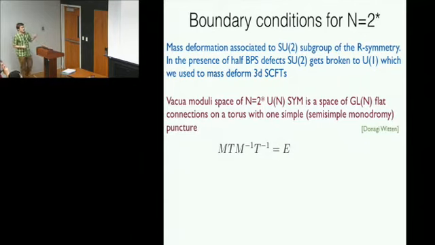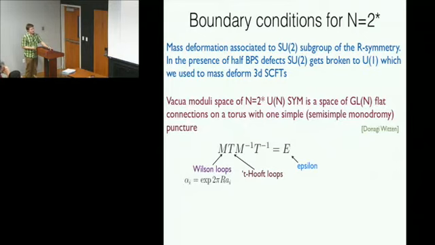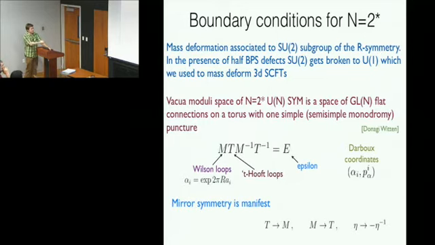Good. So because we turn on the N=2* deformation, we should compactify N=2* theory on the segment. First, N=2* theory in infinite volume has a moduli space of vacua, which is parameterized by flat connections. So if it's a U(N) theory, it's parameterized by the space of flat GL(N) connections on the torus with one simple puncture. And the monodromies around the A cycle, the B cycle, and the puncture satisfy this flatness condition. So one comes from the Wilson loops, one comes from the 't Hooft loops, and epsilon comes from the mass of that adjoint hyper. And you can see again that there is mirror symmetry which acts manifestly on the flatness condition.